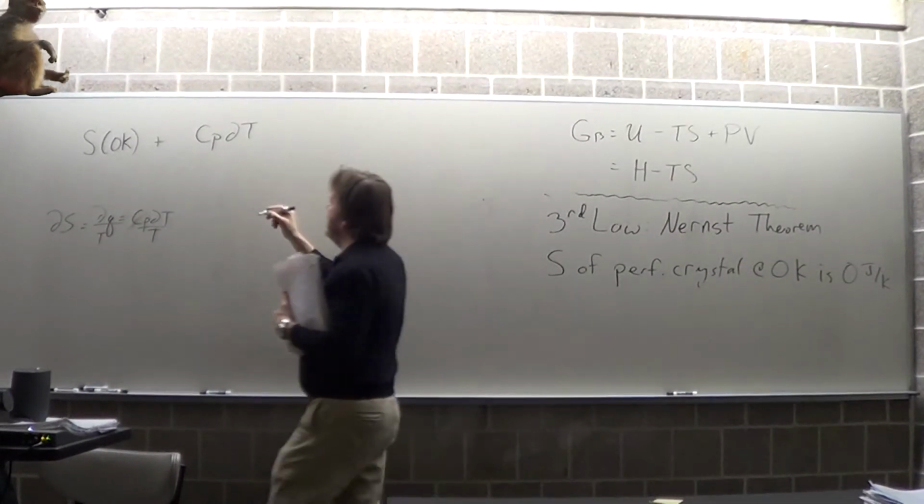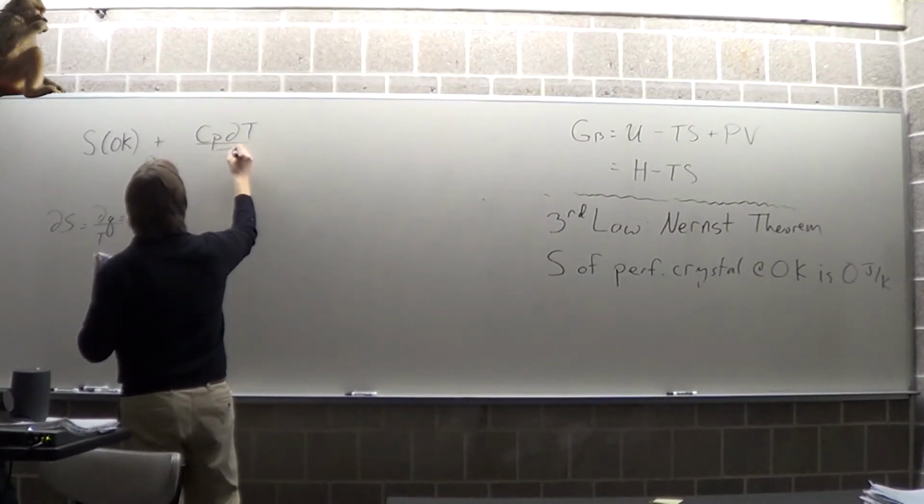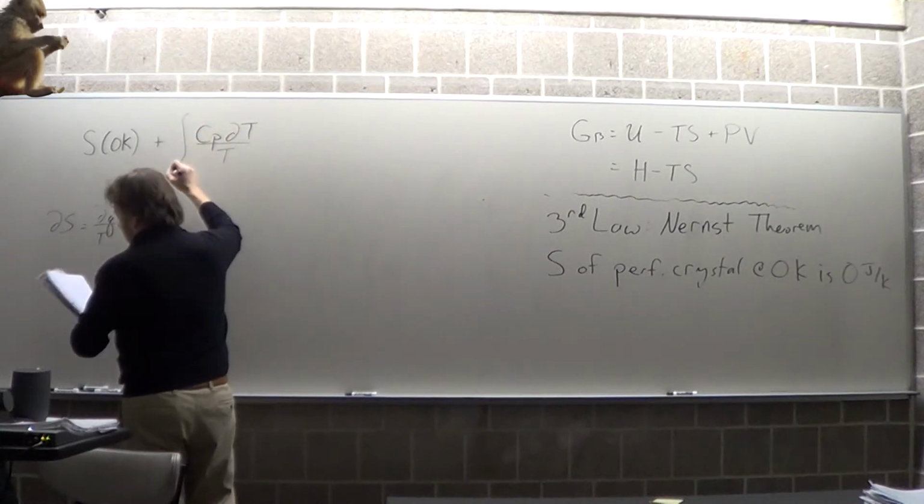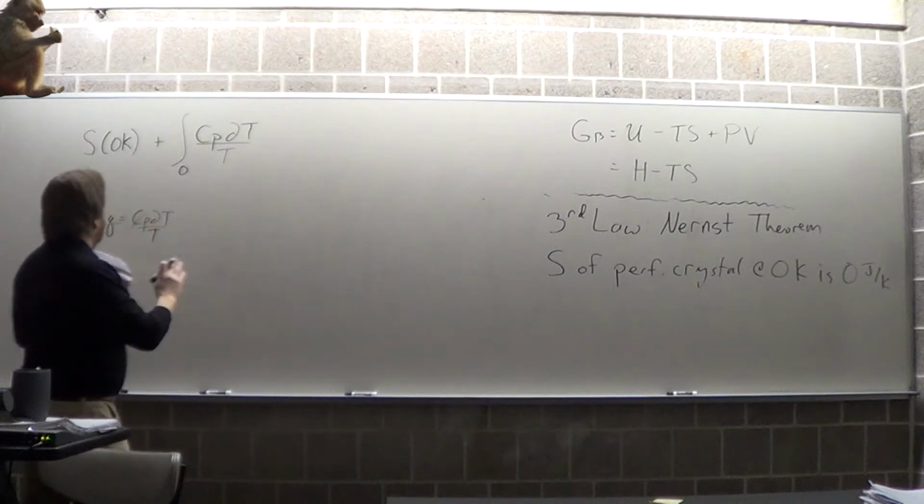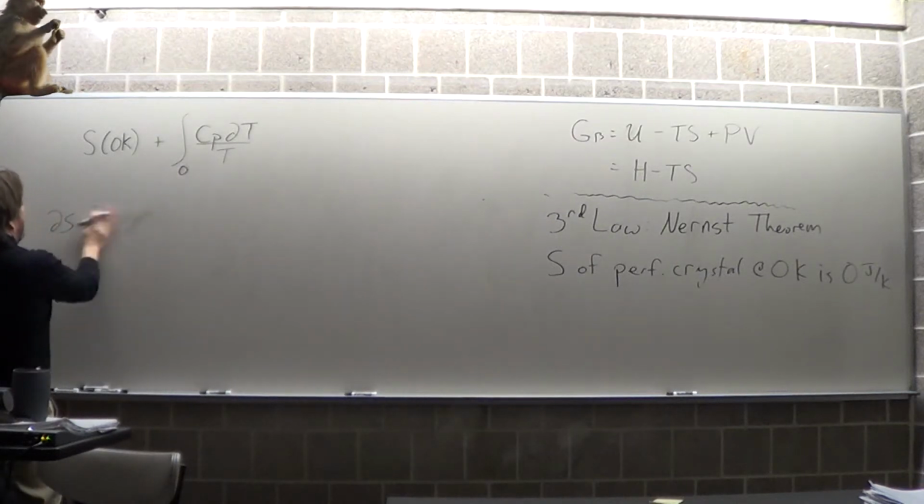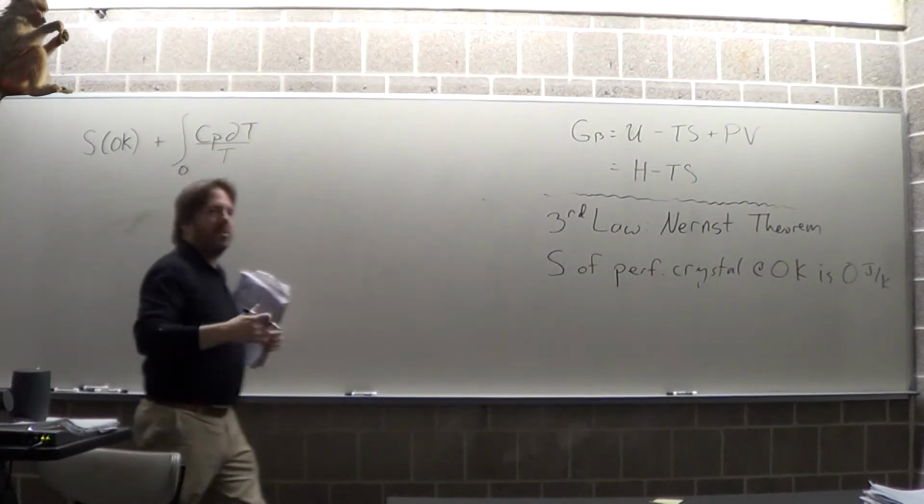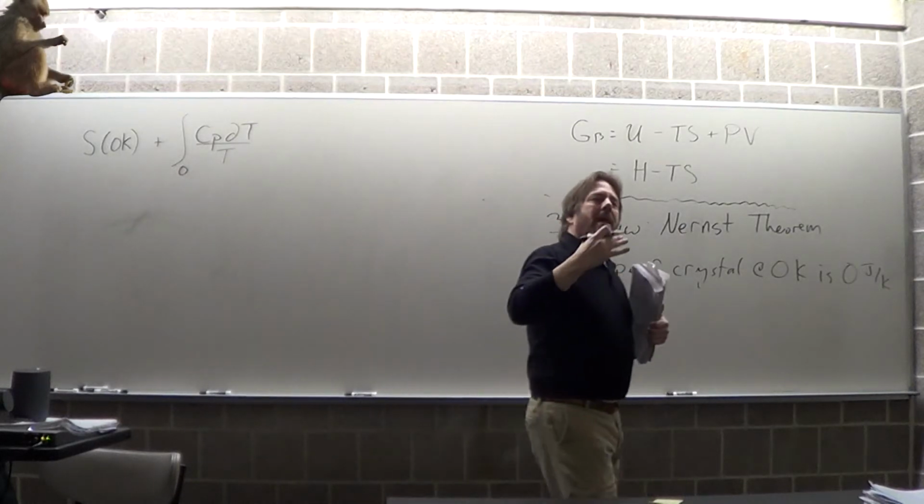Anyway, so Cp dT over T, there we go. And we're going to start at basically 0 K. And now I'm going to start, and let me get rid of this. I hope you do recognize that that is heat over temperature, and that is what entropy is.